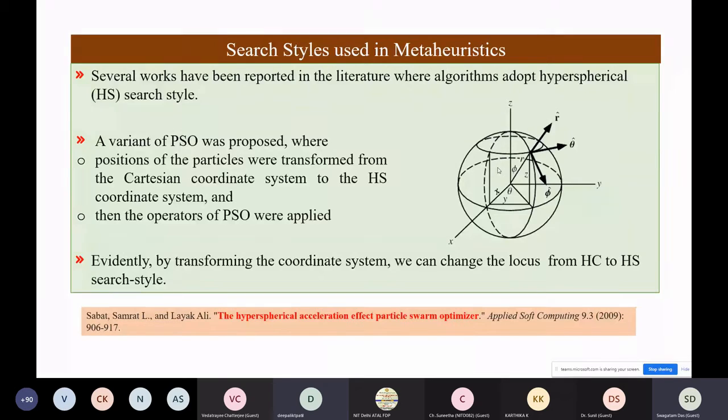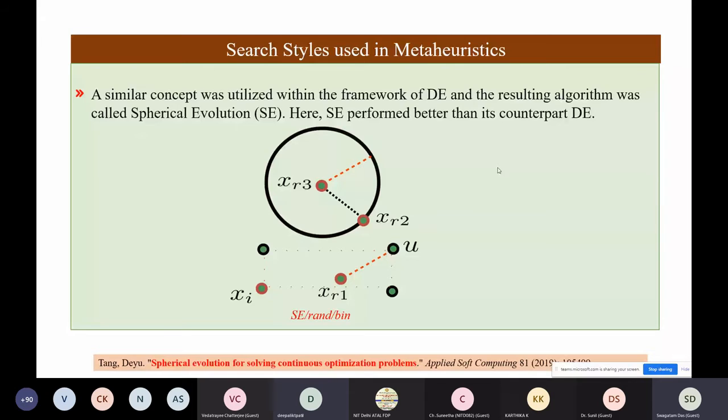Evidently, it is possible, by transforming the coordinate system, to change the locus from HC, which stands for hypercubic, to HS. A similar concept was utilized in another paper, although much later, in 2019, which uses spherical evolution for solving continuous optimization problems, by other people. They integrated the hyperspherical search in the framework of differential evolution, and the resulting algorithm was called spherical evolution, or SE.